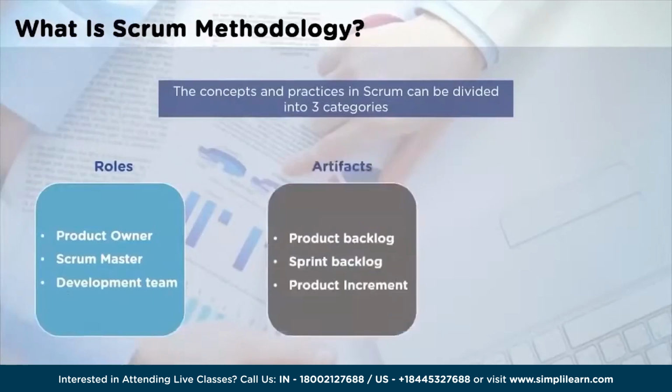The second category comprises 3 artifacts. The product backlog is an ordered list of the features and requirements needed to complete the project. The list can include bugs or defects that need to be resolved, features that must be added, and other technical or project work your team has to complete before the project is over.